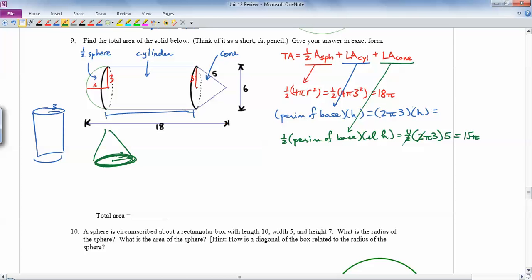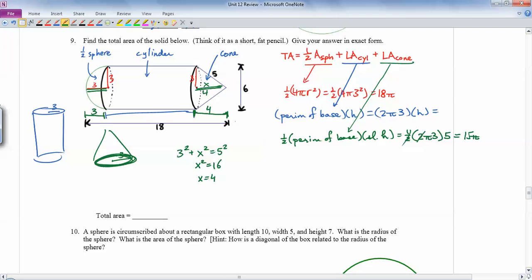So I still need the h. Well, here's the thing. I know that this part down here is 3 because that's this. If I knew this part, that would be this right here. So we can actually get that. If I call that x, I know that 3 squared plus x squared equals 5 squared. And if you work that out a little bit, x squared then ends up being 16, so x is 4. So this length right here is 4.